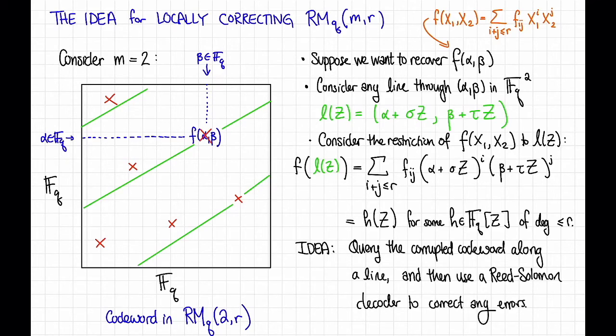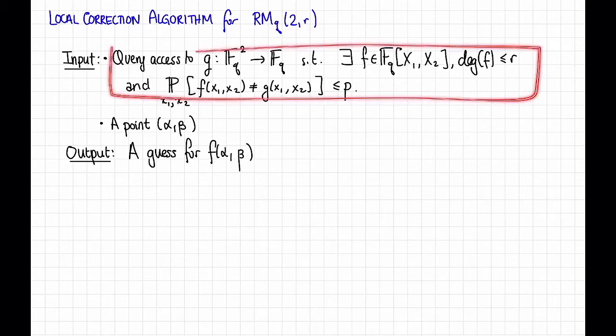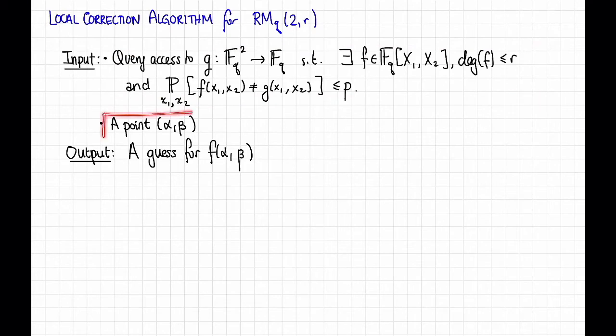That is, we're going to query the corrupted codeword along some line, in particular a random line, and then we're going to use a Reed-Solomon decoder to correct any errors that we happen to hit. So here is our local correction algorithm for the bivariate Reed-Muller code of degree r over F_q. As input, we're going to get query access to a corrupted codeword, and we're going to get a point alpha, beta that we want to query. In more detail, we'll have query access to some function g from F_q squared to F_q, so that g agrees a lot with some low-degree polynomial.